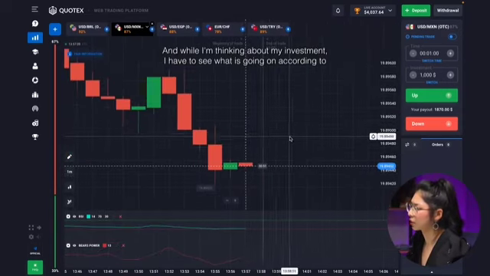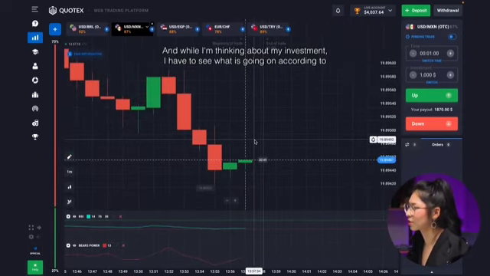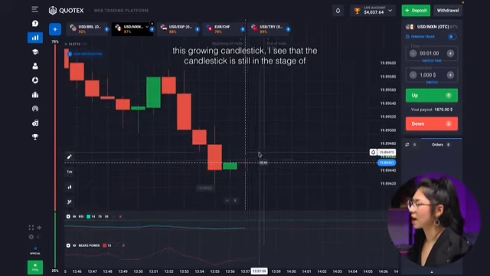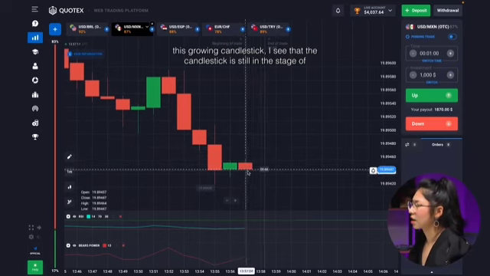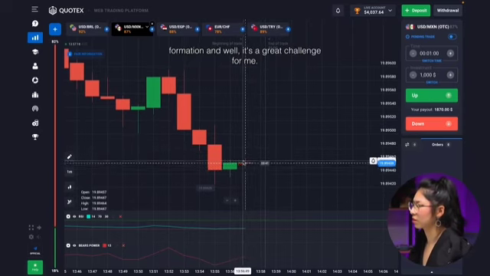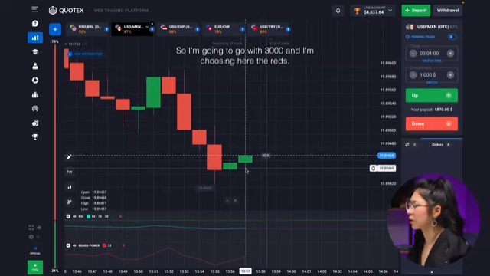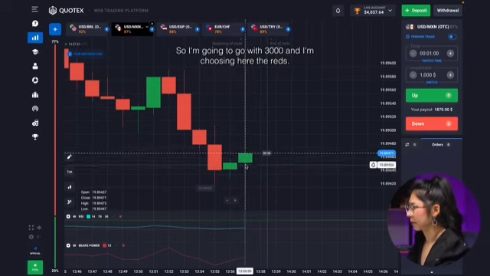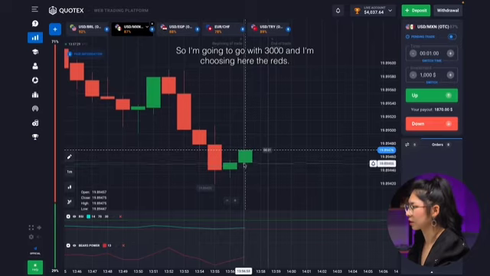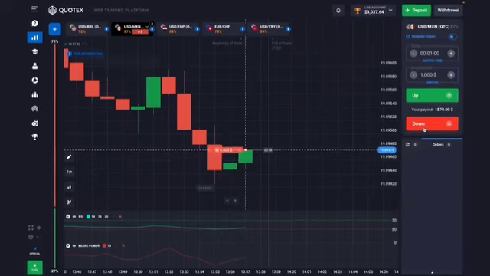While I'm thinking about my investment, I have to see what's going on according to this growing candlestick. I see that the candlestick is still in the stage of formation and it's a really great challenge for me. I'm going to go with $3,000 and I'm choosing here the reds. So come on.